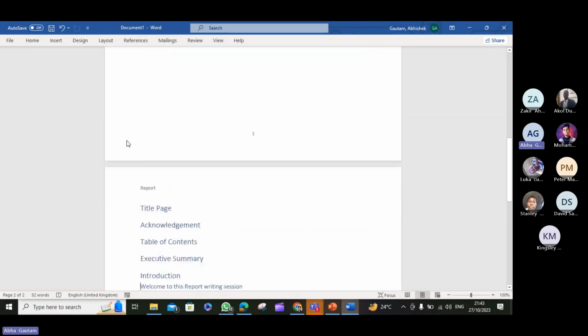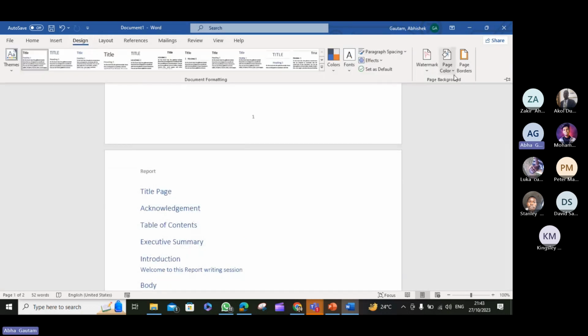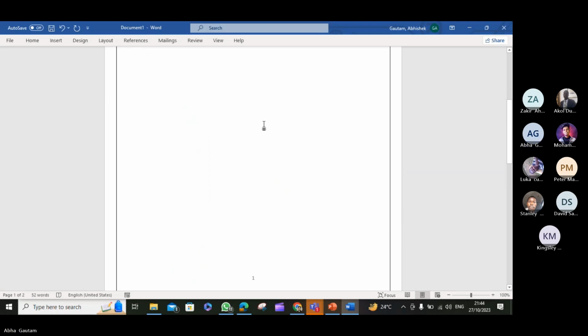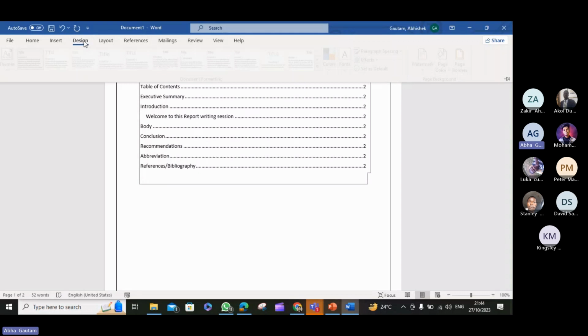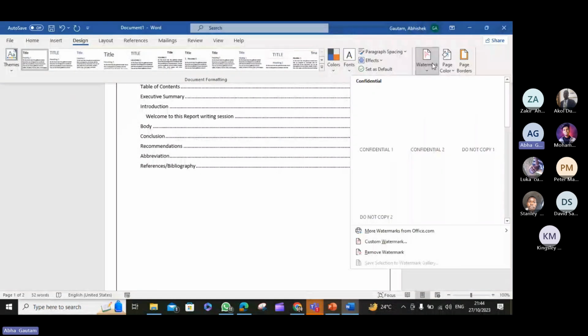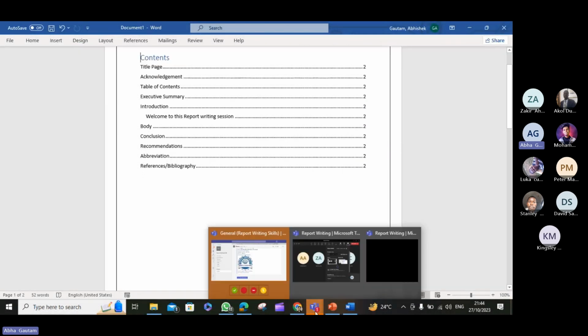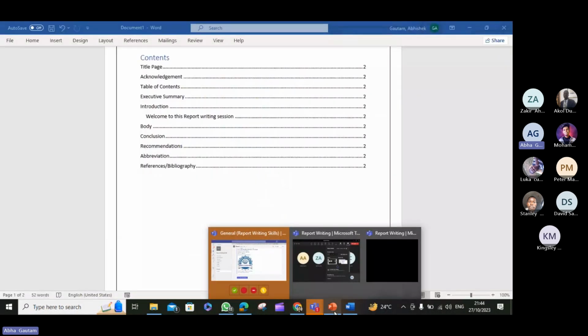And you can see at the bottom, we have page number also. Also for the border part, you can go to design section, click on box, and you can have this. Also, if you want, you can have the watermarks. So these are a few things which you have to keep in mind before presenting your report in a formal manner.